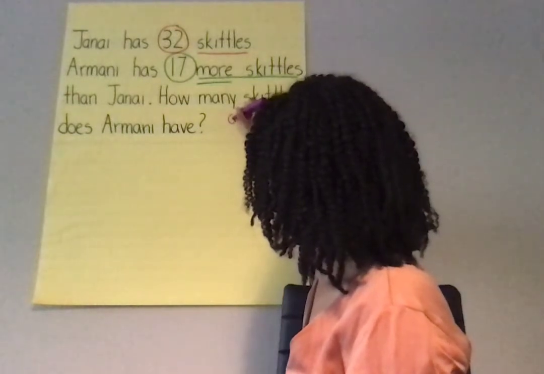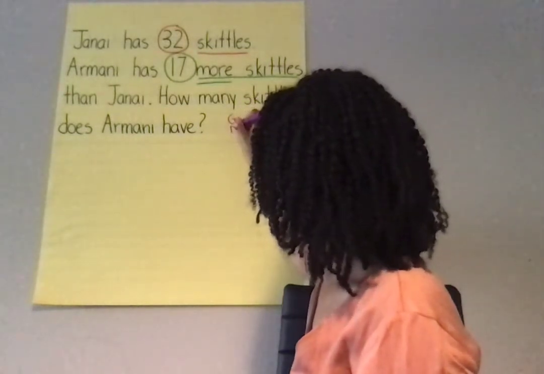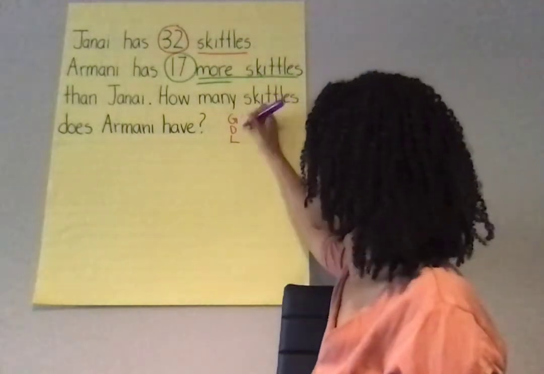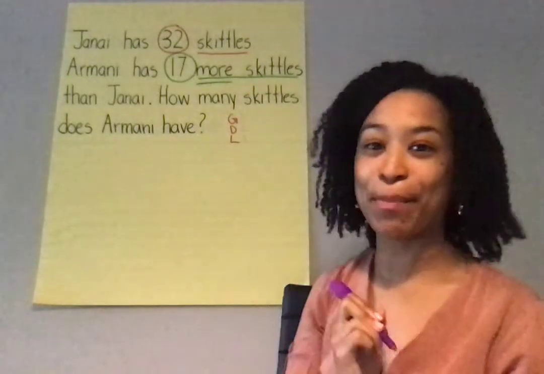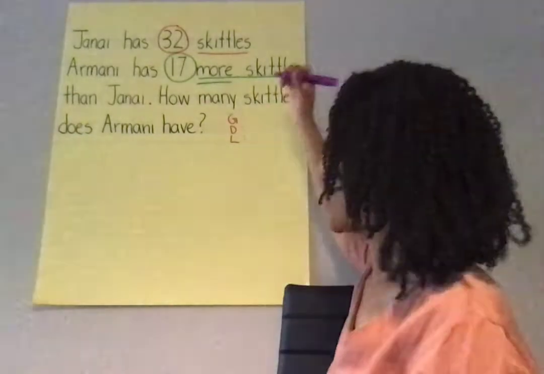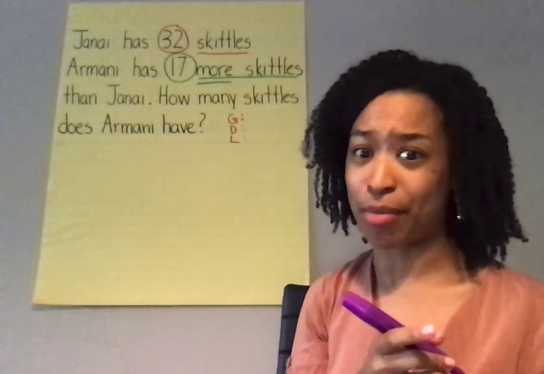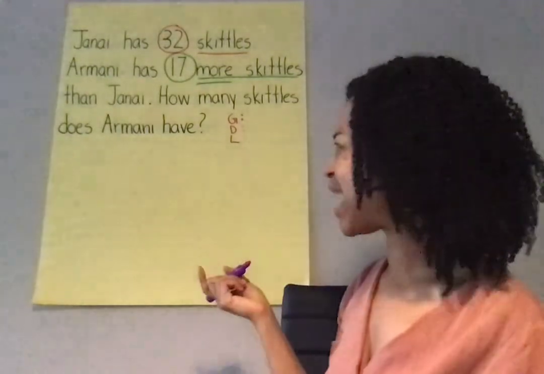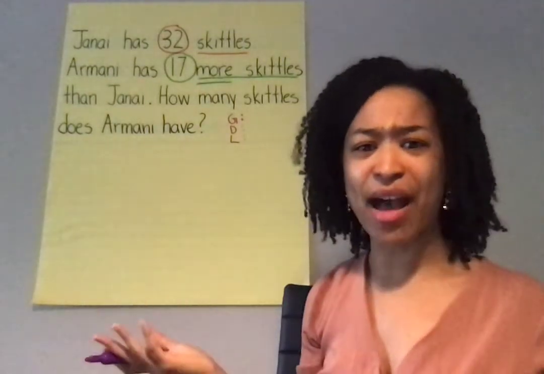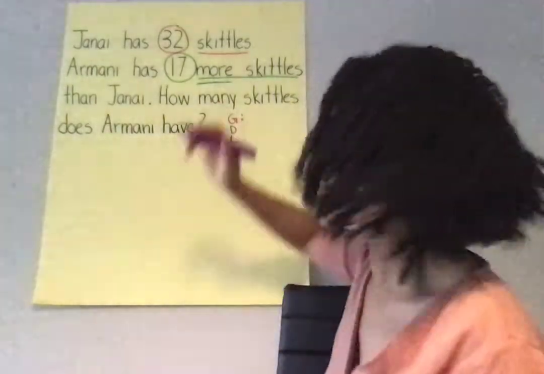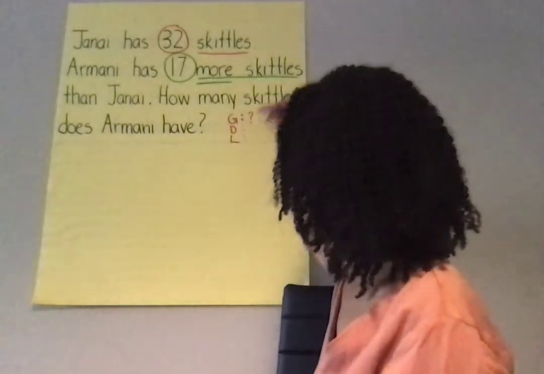So I'm going to write a G, a D, and an L. Go ahead and write a G, a D, and an L on your paper. Now, we have our greater amount. We know that Armani has a greater amount. But the story problem is asking us how many does Armani have? So that means we don't know that yet. We need to solve for it. I'm going to put a question mark.